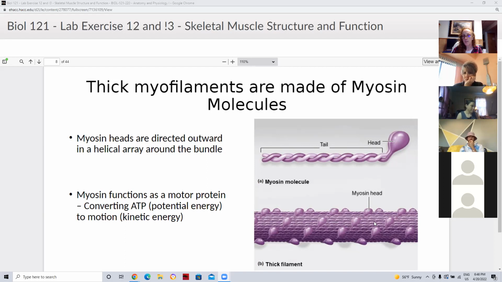The myosin is going to function as a motor protein. If you remember, we talked about motor proteins when we talked about retrograde and anterograde axonal transport. Myosin functions as a motor protein also, converting ATP to allow for motion.